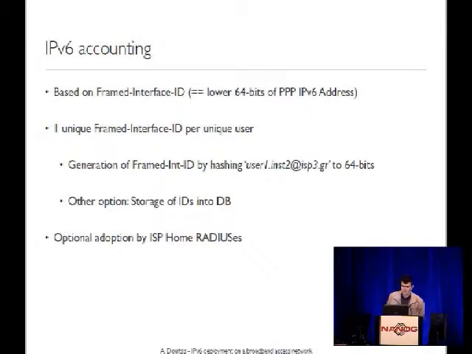So how do we do it? One simple way is to get the username and hash it by an appropriate hashing function to 64 bits, or we could in the future store these 64-bit IDs in a database. But at this point, we believe that there's no problem using a hashing function. And this does not affect the home RADIUS servers at all, because we can at will suppress the transmission of this interface ID to the home RADIUS of its user.